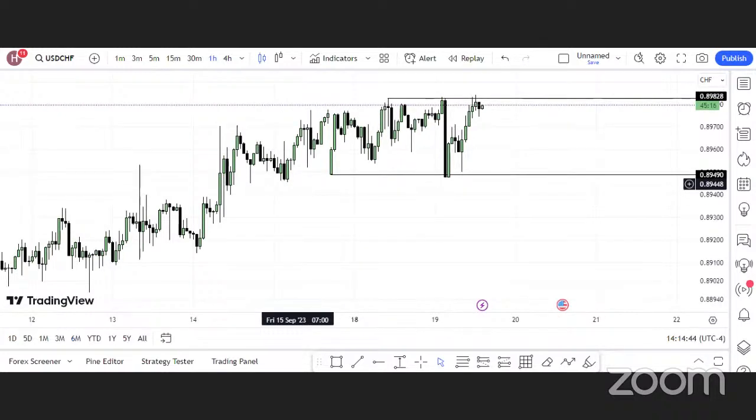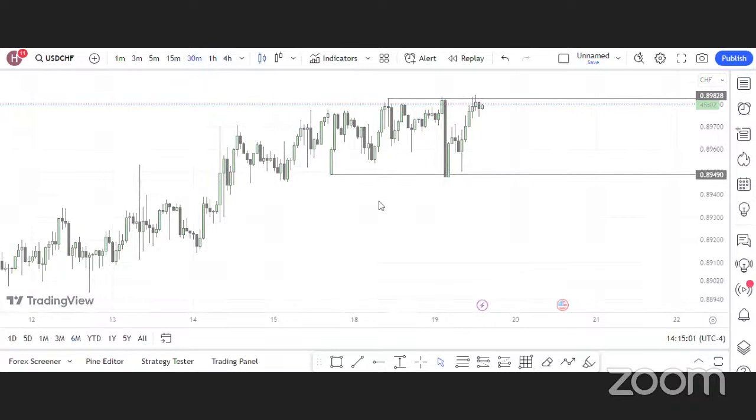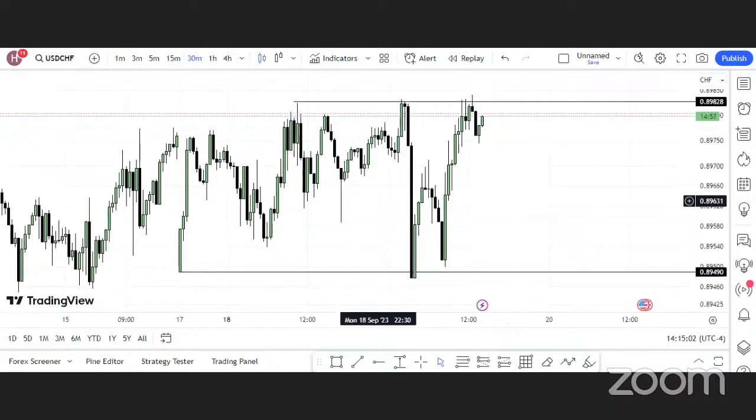All right, so what I want to do now is I go down further. Okay, I go down to another lower time frame, lower than the 1 hour time frame. You see, we started the analysis from the 4 hour time frame down to the 1 hour. Yeah, now we are going to the 30-minute time frame.